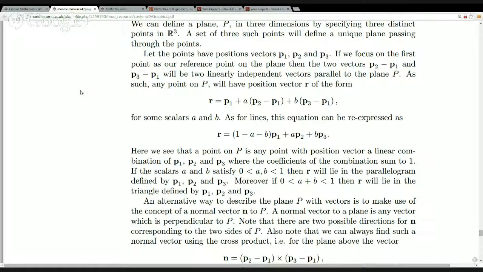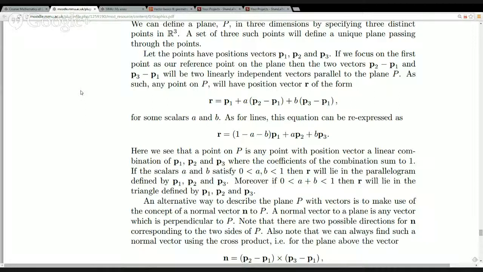Any 2 of them could be any arbitrary values, but then the third one would have to be that unique value that brought the sum of the coefficients to 1. So 1 minus A minus B, and you can have an A in front of P2 and a B in front of P3. So any linear combination of the 3 position vectors with total weight 1 will describe a point in the plane defined by P1, P2, and P3. And again, you can relate geometric aspects of the position of the point to values of the coefficients.